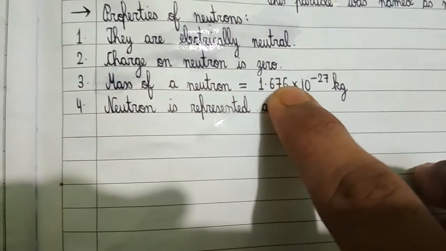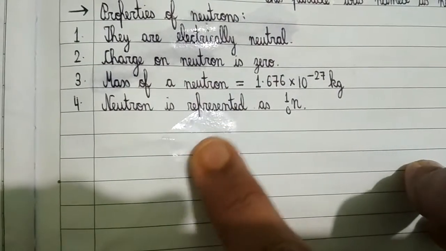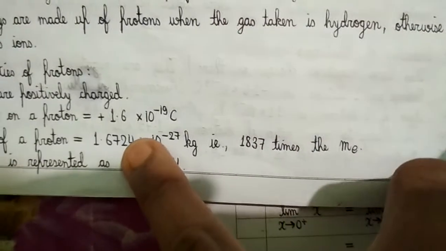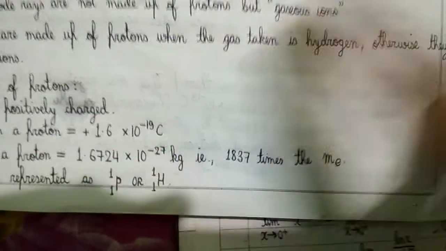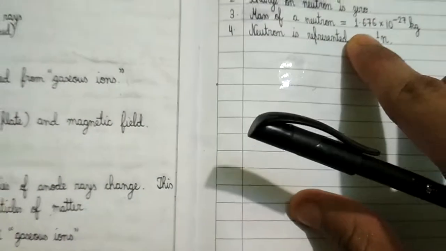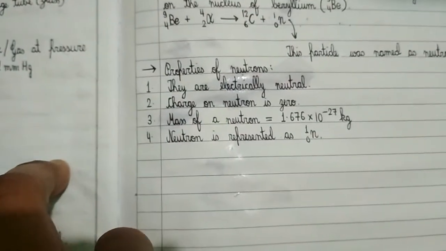It is 1.676 into 10 to the power negative 27, whereas the mass of a proton was 1.6724 into 10 to the power negative 27. So if we consider 3 decimal places, it is 1.672 and 1.676. So definitely the neutron is heavier.